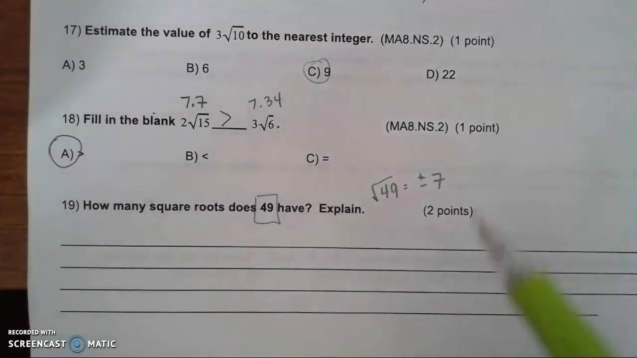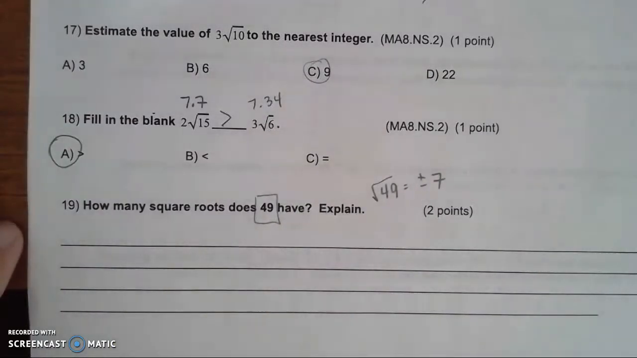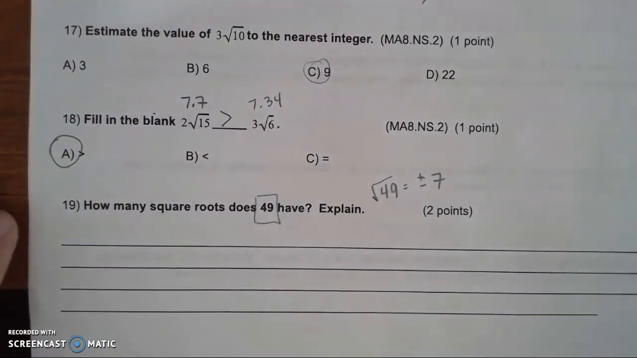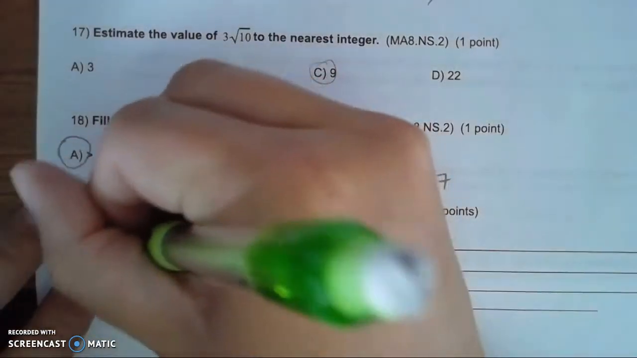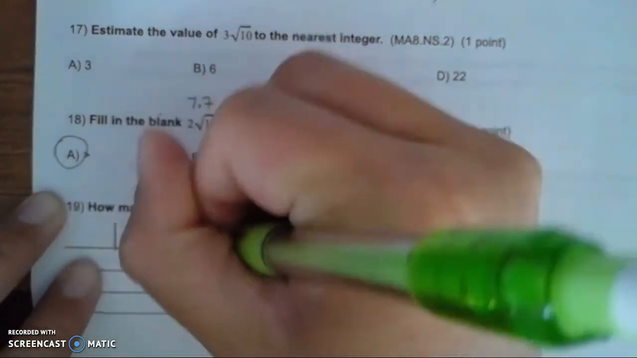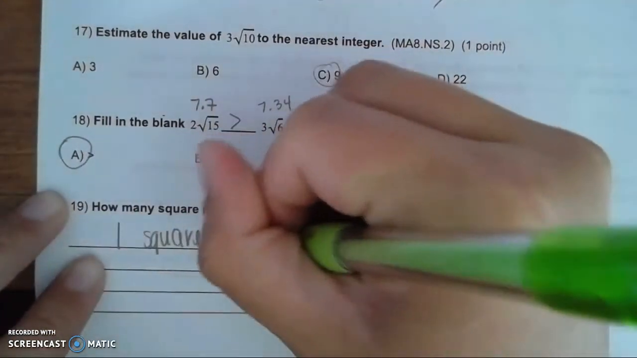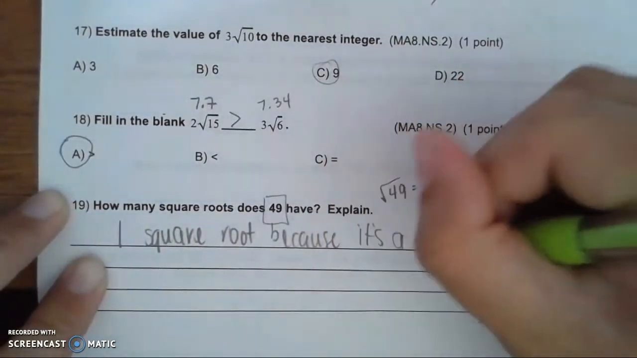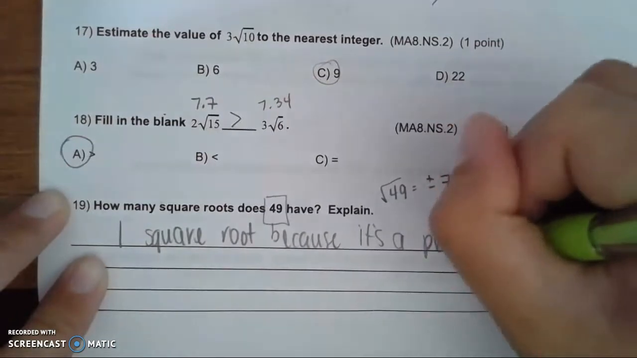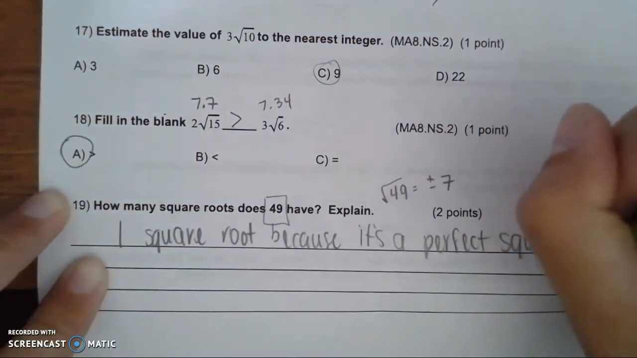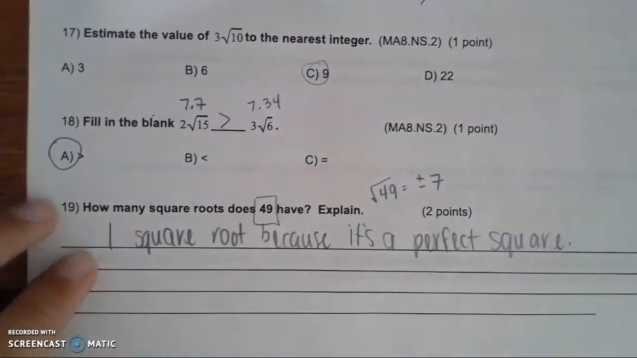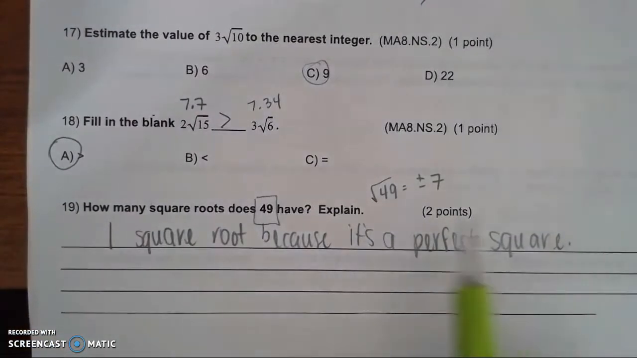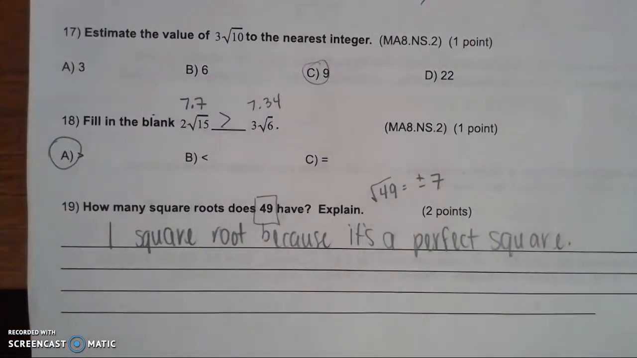All that they want you to put here is how many square roots does the square root of 49 have? Well, there's only one square root, because it's a perfect square. Because 7 times 7 gives you 49, and negative 7 times negative 7 gives you 49. So it's just one square root because it's a perfect square.